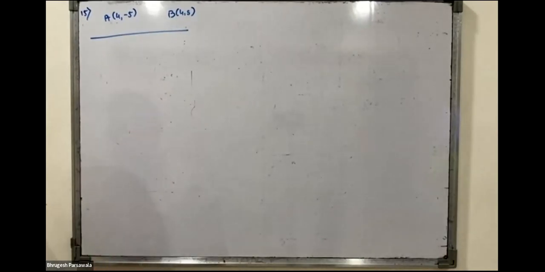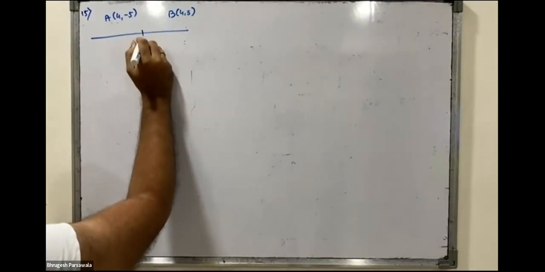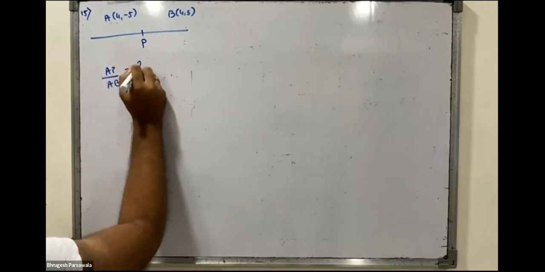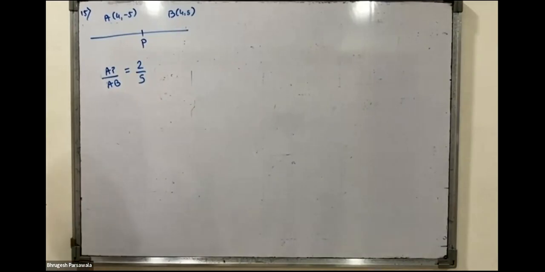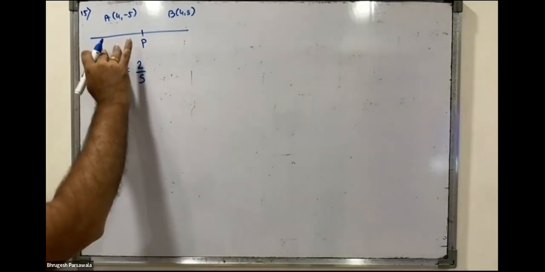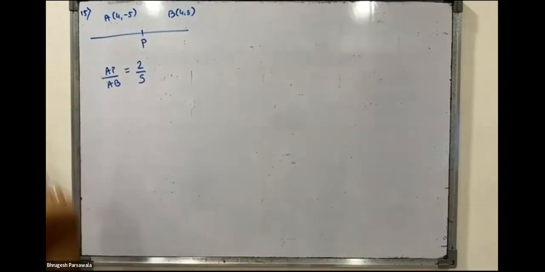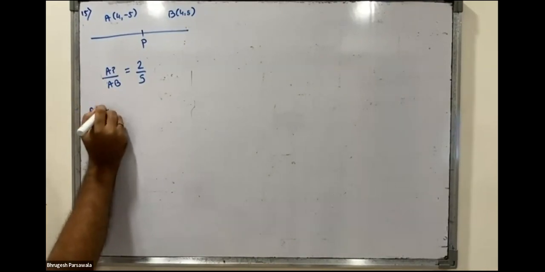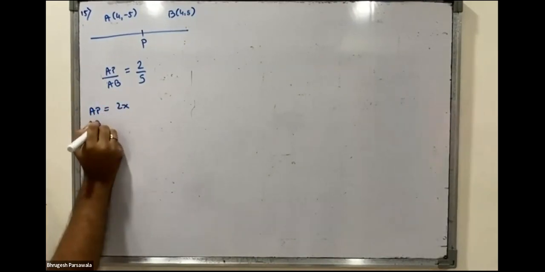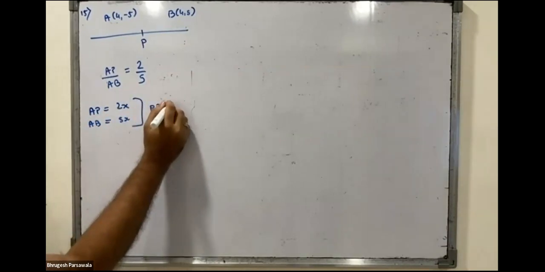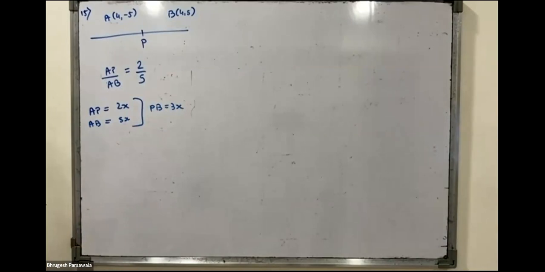If a line joining A and B is divided by point P such that AP upon AB is 2/5. Okay बेटा. But understand one thing. We are interested in AP to PB and not AP by AB. So assuming a common multiple be x, AP is 2x, AB is 5x. So from here I can make PB as 3x. PB as 3x. Okay, beta.